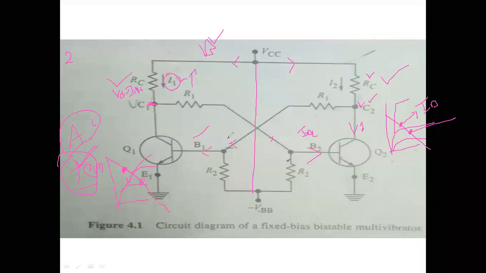Therefore, after a few cycles, this transistor will go to cutoff, and the other transistor may move to saturation. So automatically, even though the circuit seems to be symmetrical, after a few cycles the transistors will come to the on state and off state. That means the circuit is going to operate at a stable state.